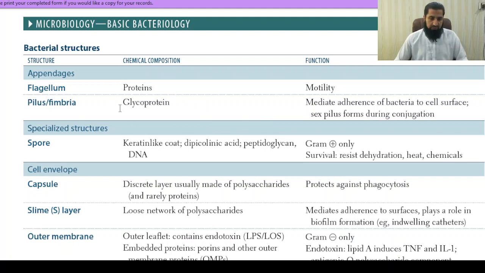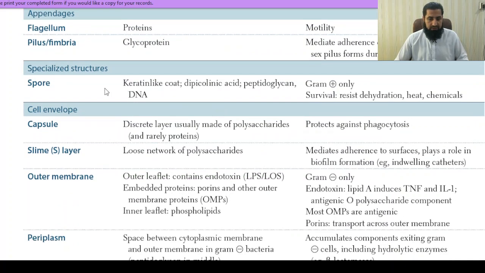I would like to tell you how to remember the function of the pilus and its nature. Pili are made up of glycoprotein, glucose and protein. So how to remember that? If you want to adhere with strong relations, be sugary. This is the sugary part, glucose, and this is the adherence to the bacterial cell surface, and this is the pilus.